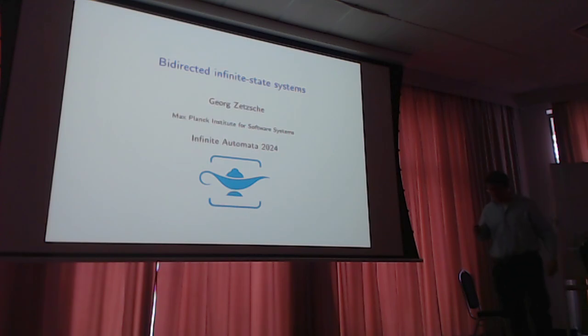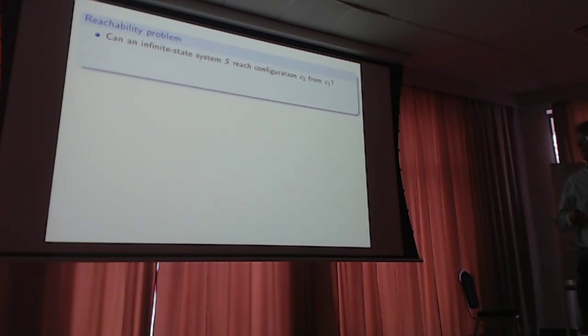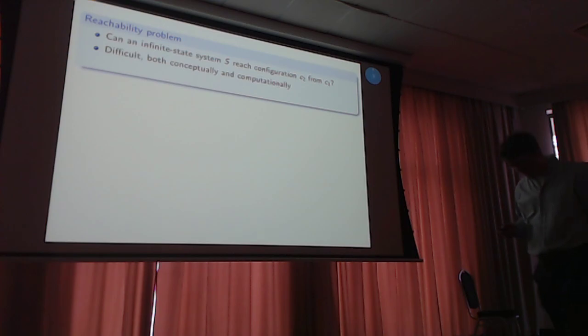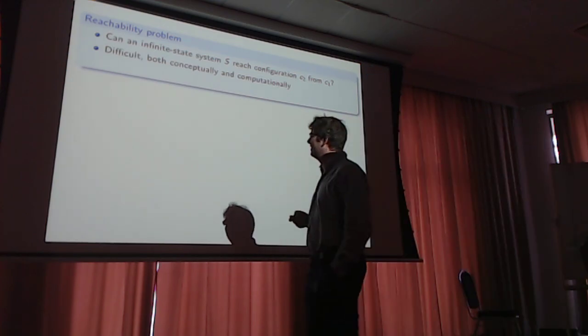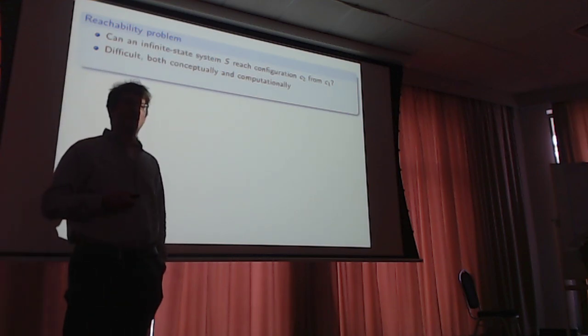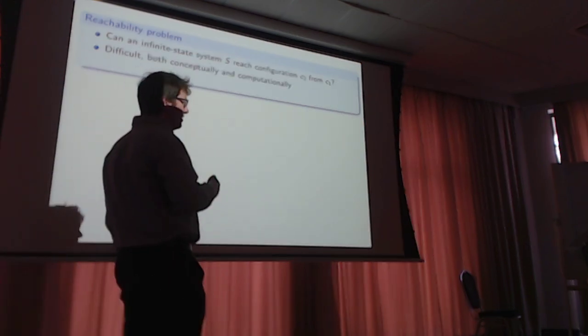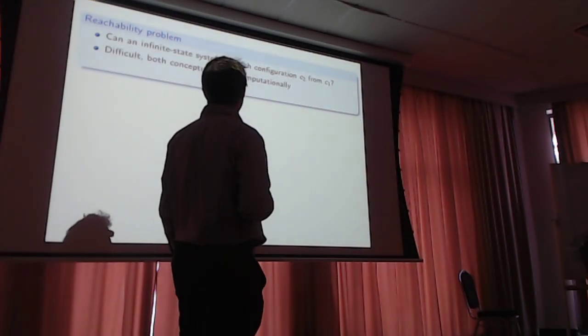Talking about bidirected infinite state systems, when I talk about a class of systems, it usually means we're interested in reachability in that class of systems. And so, as we all know, the reachability problem is: can you reach a configuration C2 from a configuration C1? And it's a difficult problem, both conceptually and computationally. We know that in VAS, reachability is Ackermann-hard, and it requires complicated techniques to solve this problem.